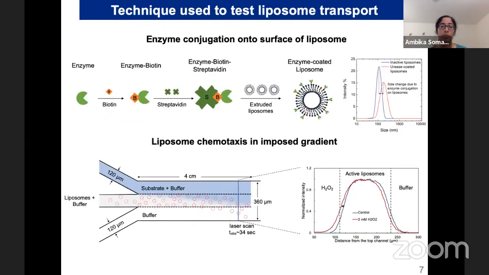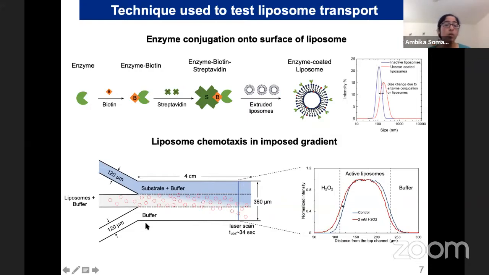Once we form these uniformly sized liposomes, we want to attach enzymes on them. And we do this through this biotin-streptavidin conjugation method. We first biotinylate the enzyme and then attach streptavidin on it, and then mix it with the uniformly sized liposomes to get enzyme-coated liposomes or active liposomes. After we form these active liposomes, we want to test their chemotaxis in imposed gradients.